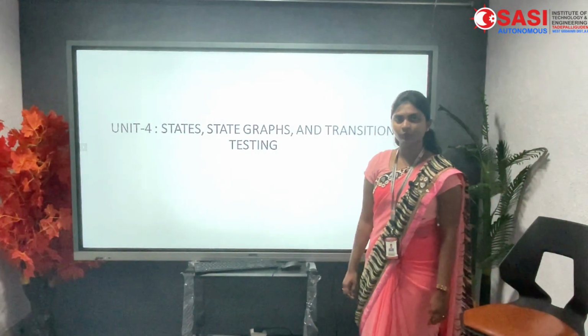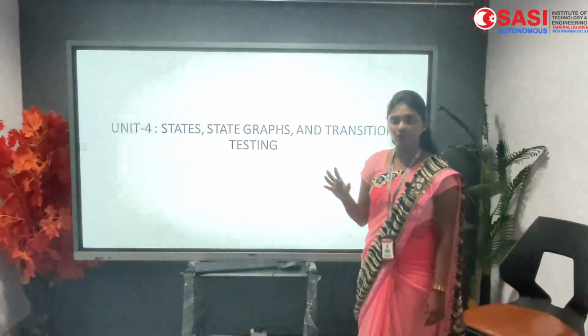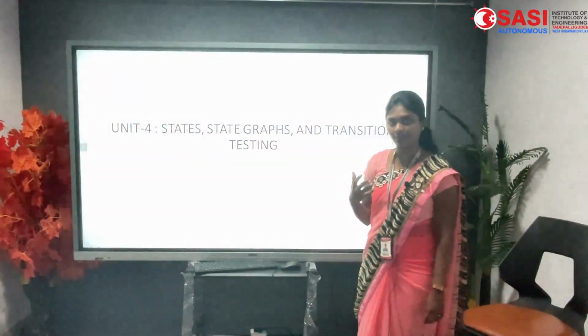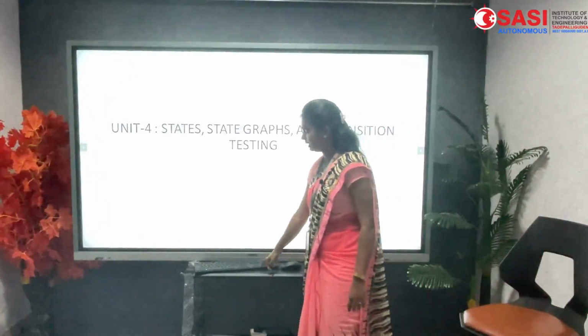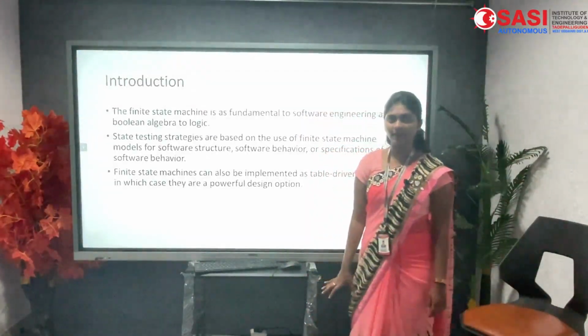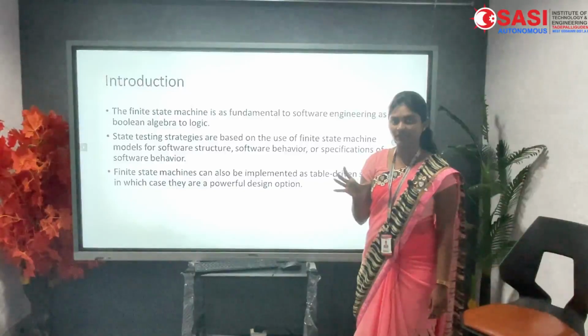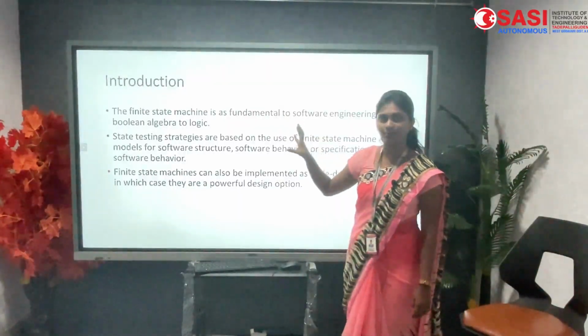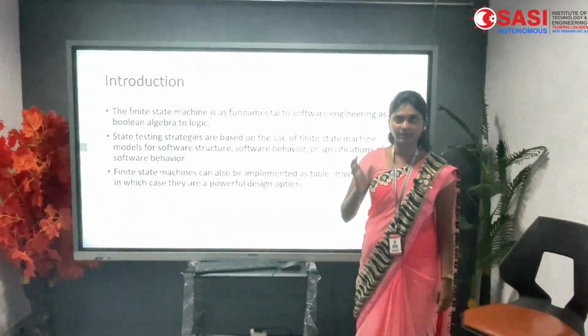In today's section, I am going to teach about the state graphs. What are the state graphs? What are the different implementations? How are we implementing the state graph? First, we have to know how it is implemented. Based on finite state machines only, we are implementing the state graph.